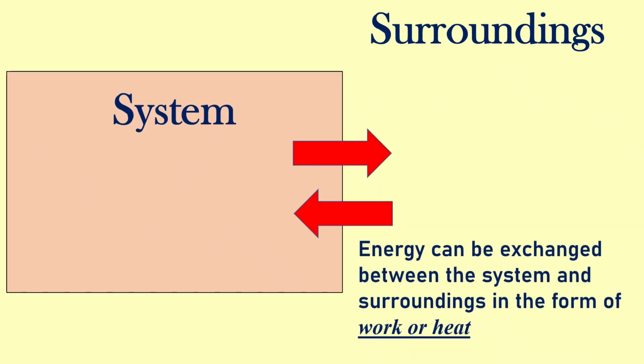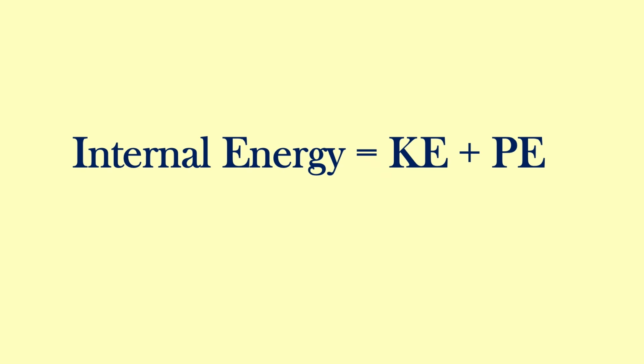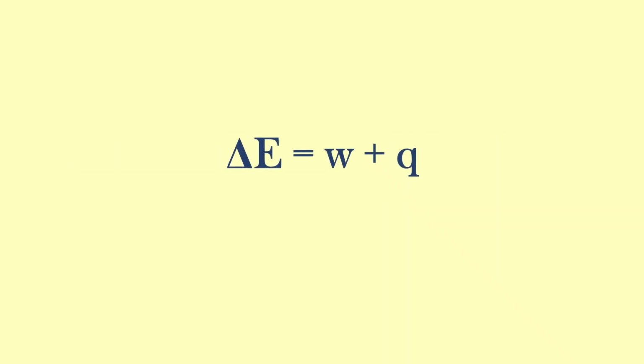Energy can be exchanged between the system and surroundings in the form of work or heat. The energy of the system can be called the internal energy. The internal energy can be classified as the sum of the kinetic and potential energies of the system. But in thermochemistry, we are interested in the change in internal energy. The internal energy can change in the form of work or heat. The change in internal energy, delta E, is equal to w plus q.